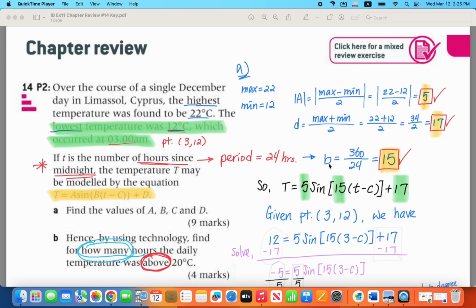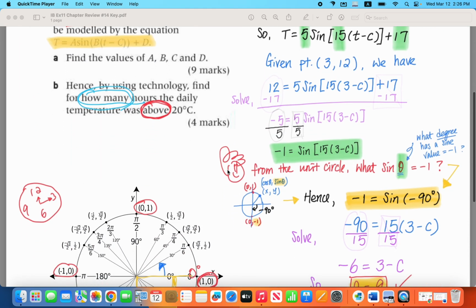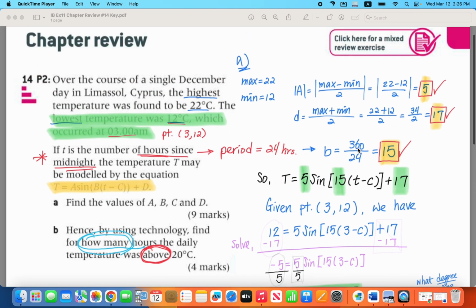That tells me B controls the period, but B is not the period. Some of you will ask, how do you know it's 2 pi, not 360 degrees? When we talk about a clock, the clock face is a circle, which gives me a good idea it will be 360 degrees, because we're talking about a day. A day is 24 hours, so divide by the 24 period. That equals a B value of 15.